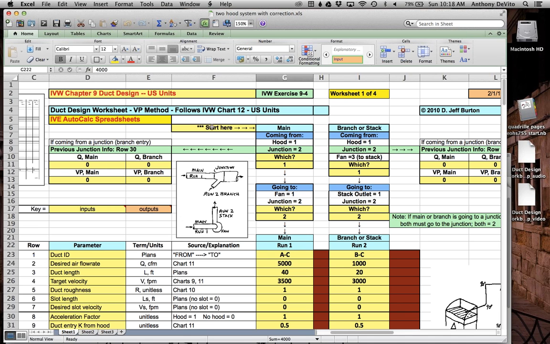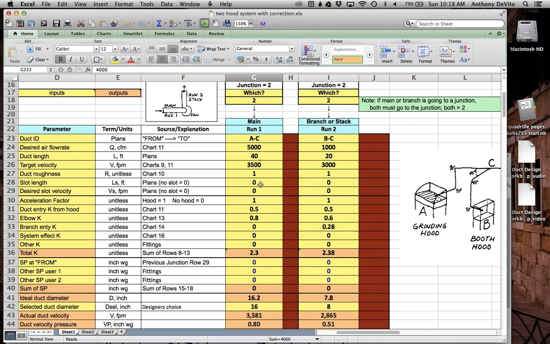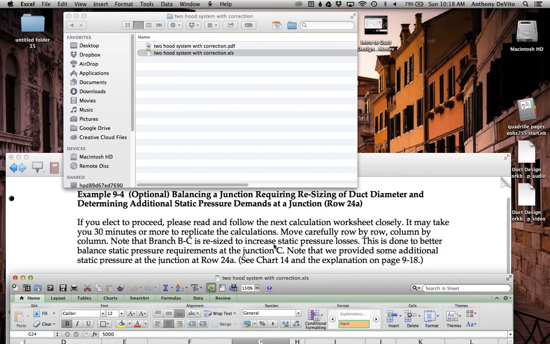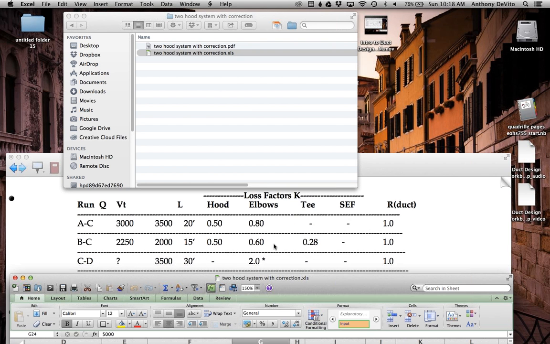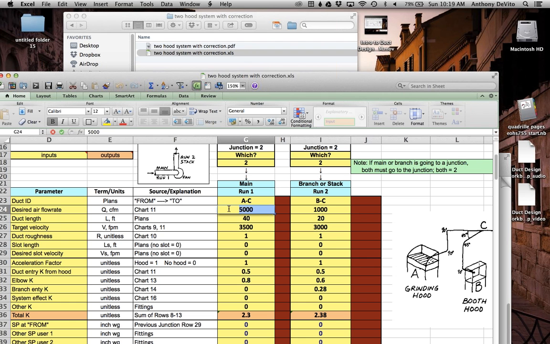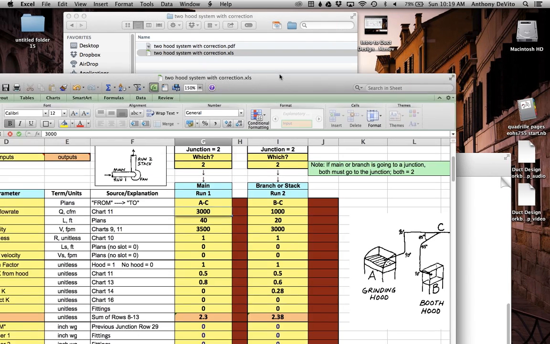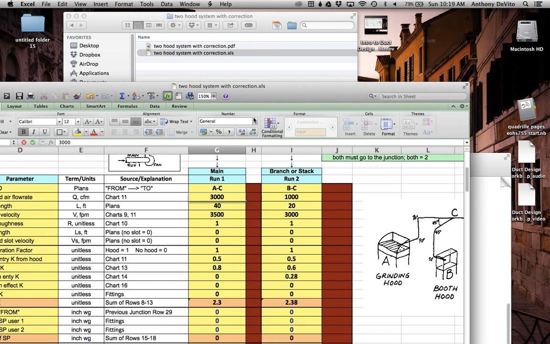These are all filled in because nothing's happened yet. We start here. From A to C, we're looking at run A to C and B to C, from the 2 hoods to that junction. Where are we coming from? We're coming from a hood, so we put a 1 in there. We're going to a junction, so we put 2 in there. From A to C, we want a desired flow rate of, was it 5,000? I don't think it was 5,000. It was 3,000. So I'm going to change that to 3,000, and 3,000, 3,500. The other one's 2,250.